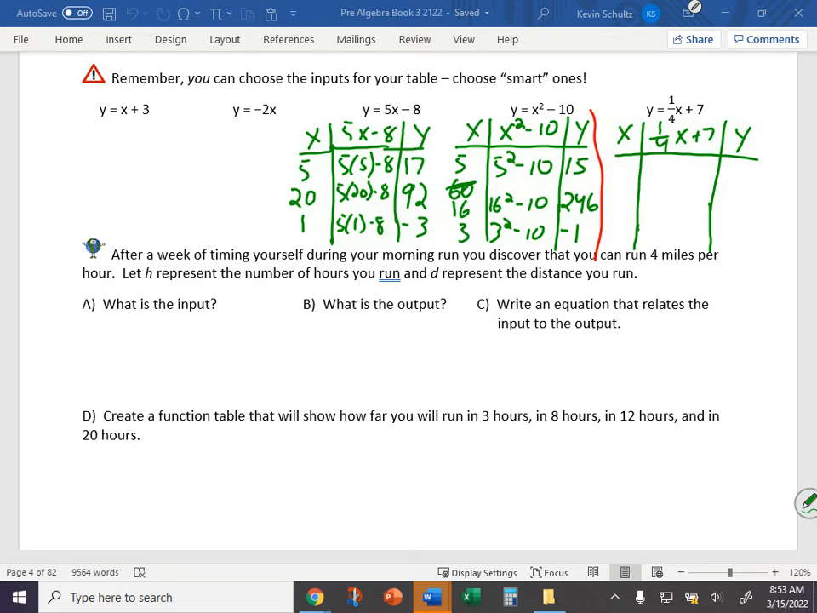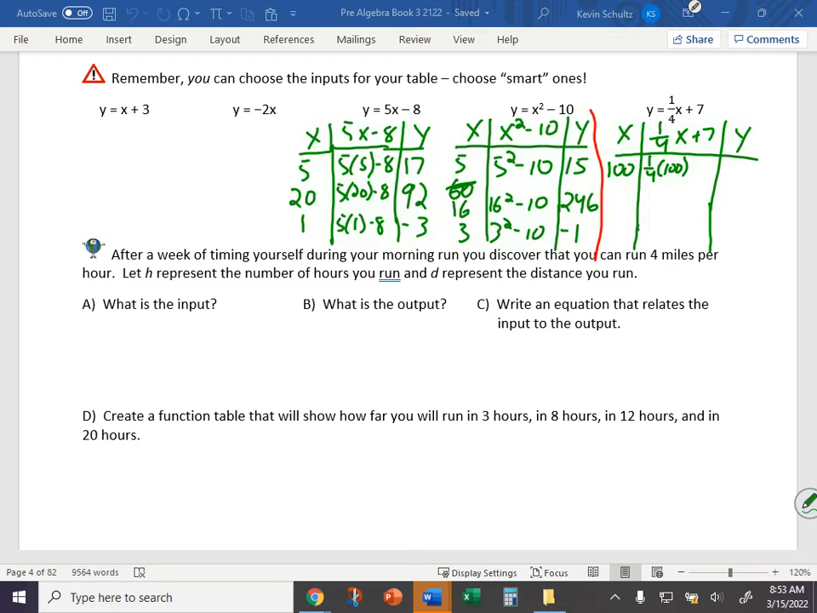Cade, 25. Why would 25 be a smart, easy value to work with? Or 100. Why would 100 be a smart, easy value to work with? That's 1/4 of 125. Yes. Okay. We can easily calculate 1/4 of 100.